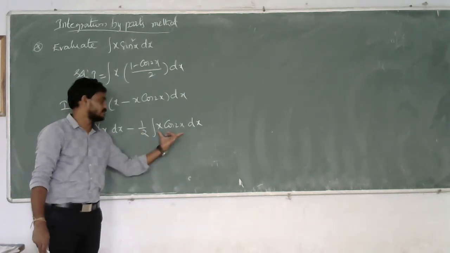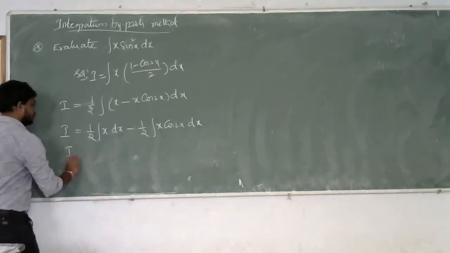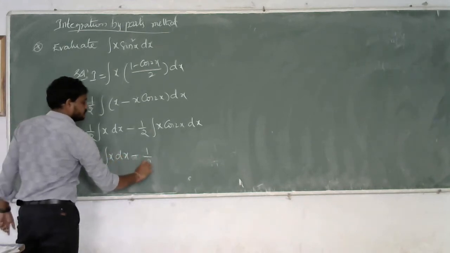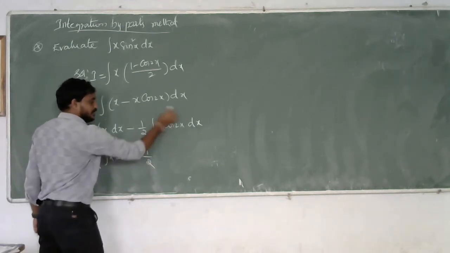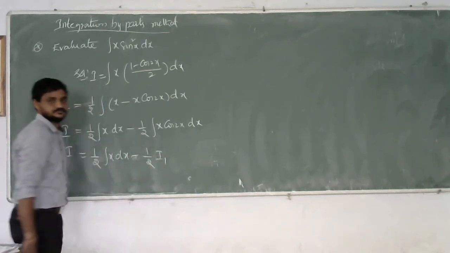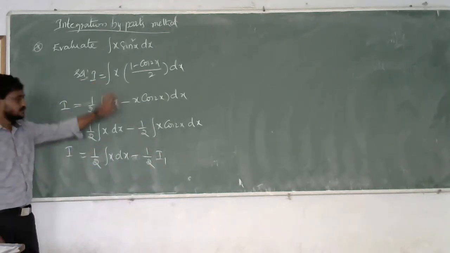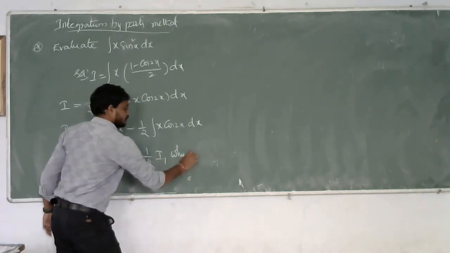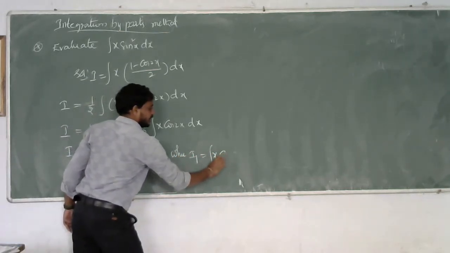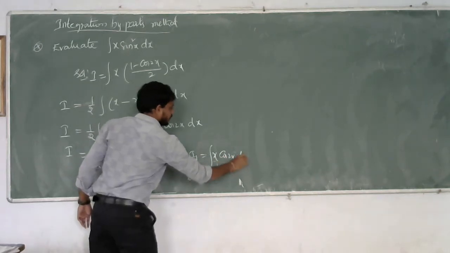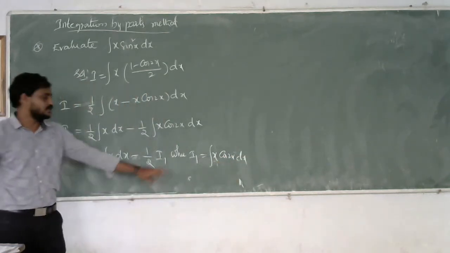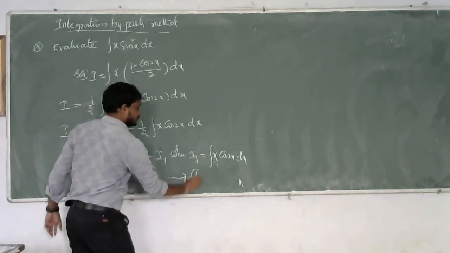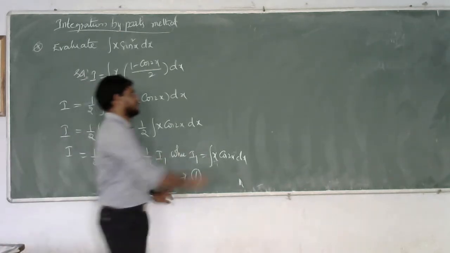So let us consider this integral. Write this down as is, minus 1 by 2. Here, consider this total integral as I1. Okay, so this is I. So let us consider this integral as I1, where I1 is integral x into cos 2x dx. Let us solve this I1 first and consider this as equation number 1. Okay, let us solve this I1.